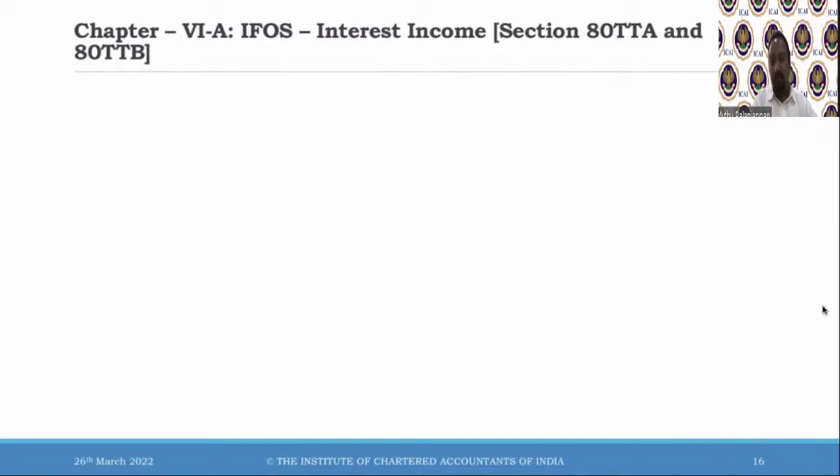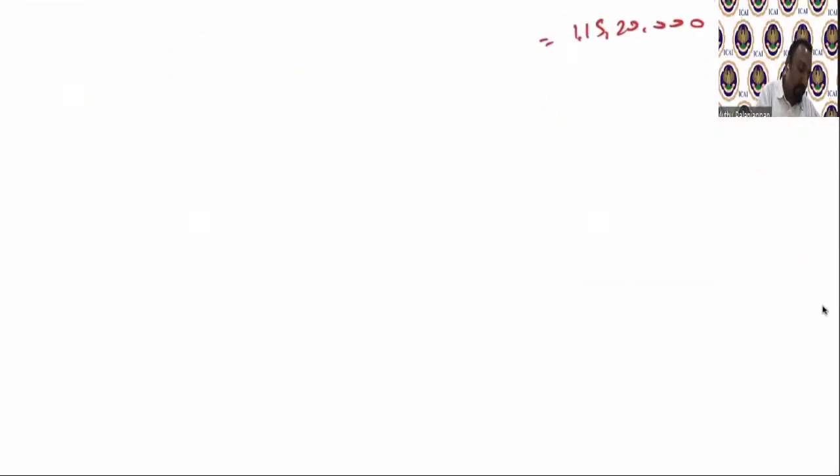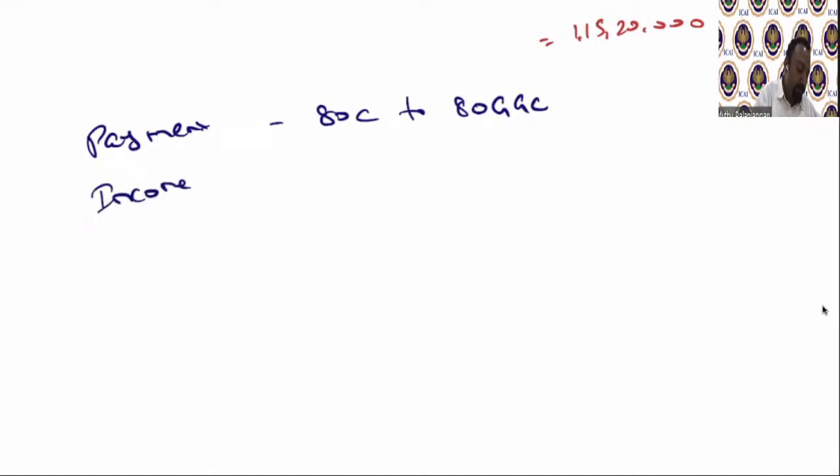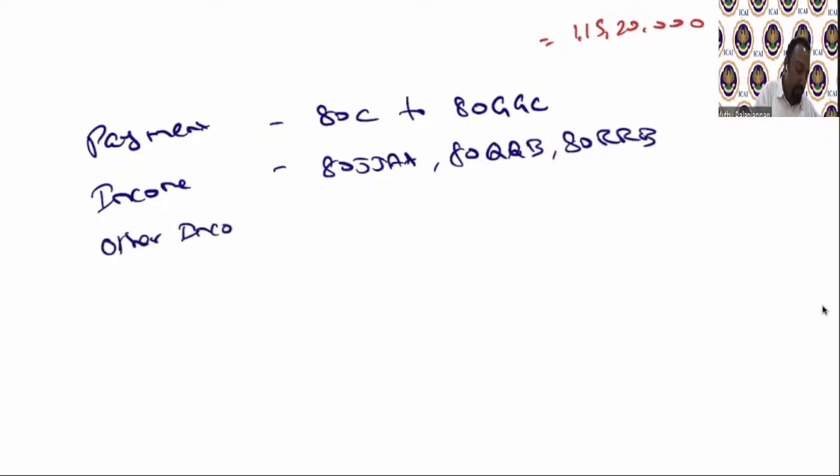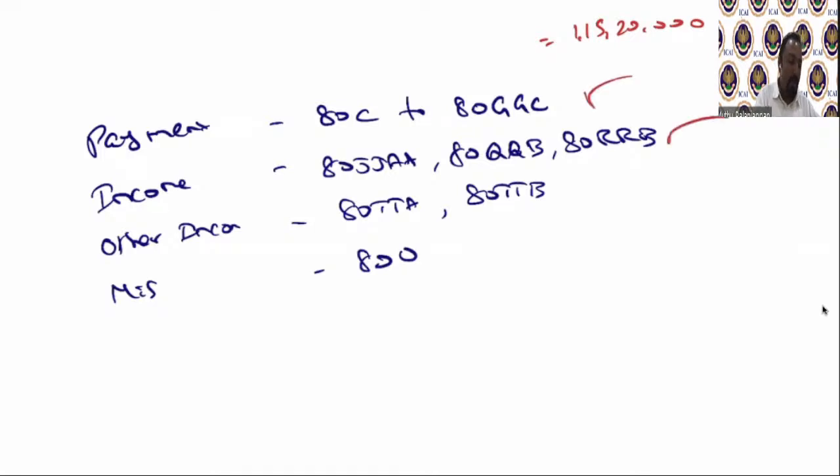Now the next thing is, when we started with this chapter 6A, we said we will be understanding in certain categories. First we understand payment basis. There we discussed 80C to 80GGC. These are all payment basis. Then we said heading C, that is income based. That is 80JJAA, 80QQB and 80RRB. Then we said other income, that is 80TTA and 80TTB. Then miscellaneous, that is others, that is 80U. We have already covered these two. Now we will see the rest of the things.